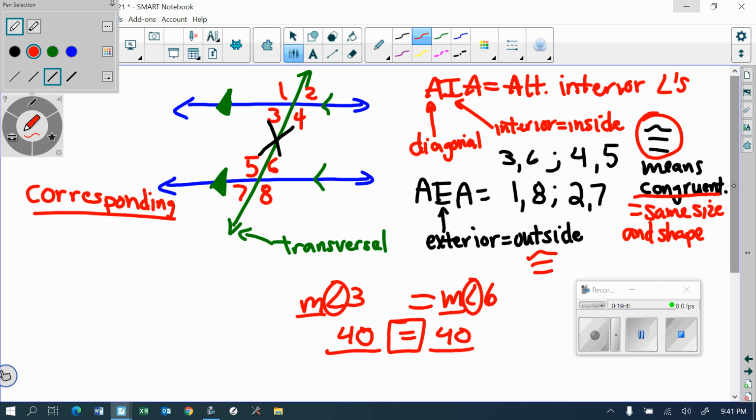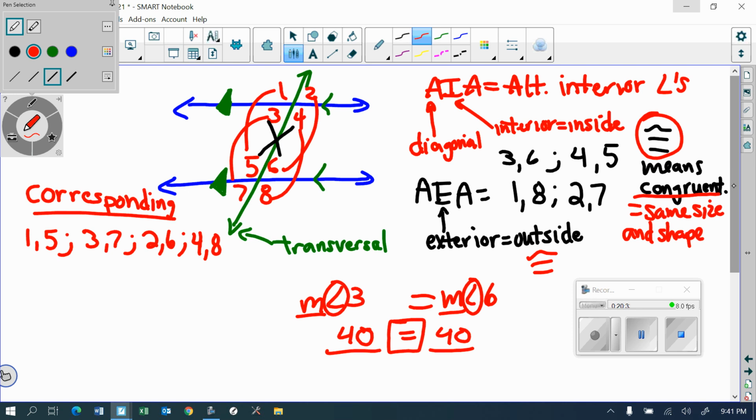Our pairings for those are 1 and 5 is one pair. 3 and 7 is another pair. 2 and 6 is another pair, and the fourth pair is 4 and 8. So now I have 1 and 5, 3 and 7, 2 and 6, 4 and 8. What you'll notice on all these pairings is that one angle is an exterior angle. For example, in 1 and 5, which one's the exterior angle? 1 is. 5 is the interior angle.